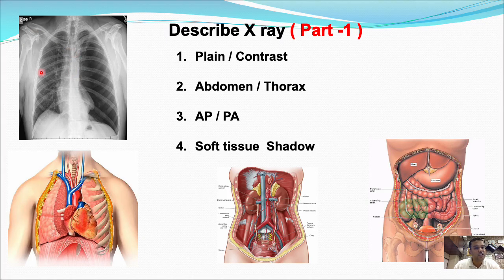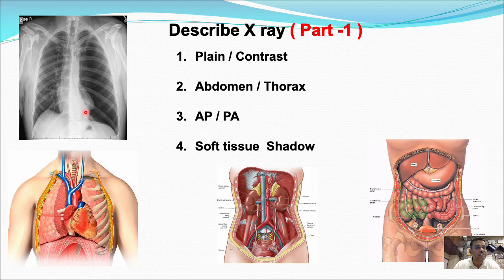Plain X-ray. Which body part do you suspect? This is basically the chest, because you are able to appreciate the right and the left clavicle. These are the ribs, multiple ribs. This is the shadow of the heart, and this is the right dome and the left dome. So you describe it as a plain X-ray of chest. Whether it's an AP view or PA view.